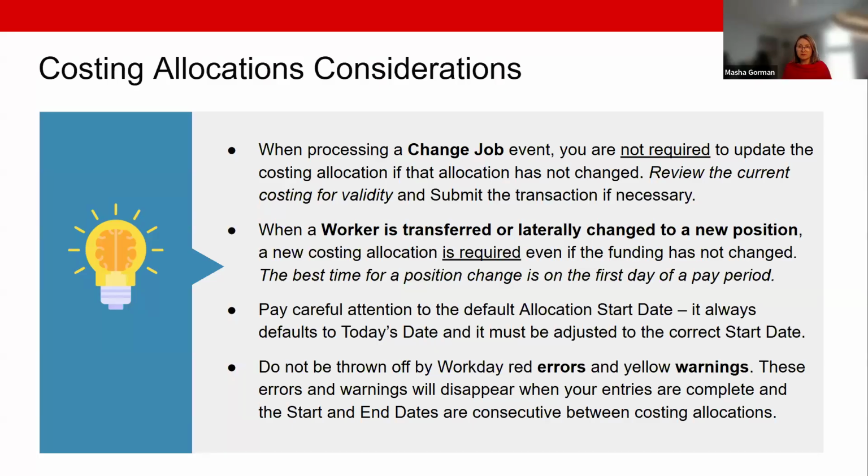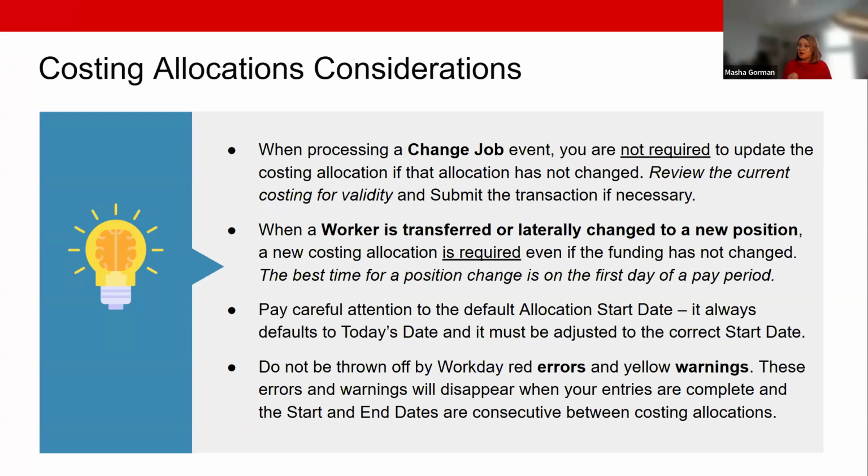Allocation start dates. We have an alert in the system when you're trying to submit an allocation with today's date. Why? Not because we prohibit submitting an allocation that will start, let's say, on April 23rd, today.